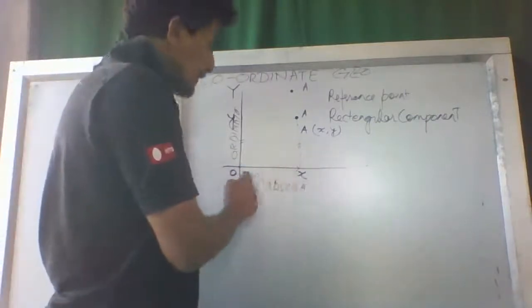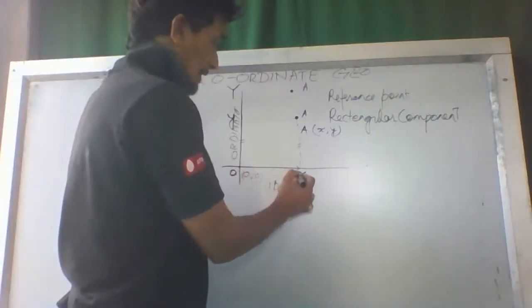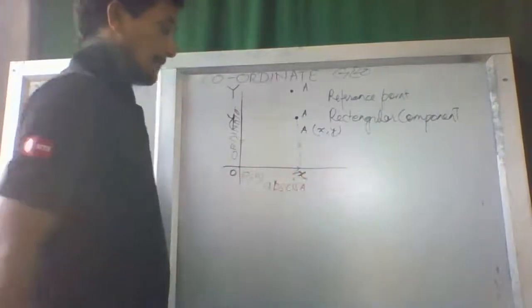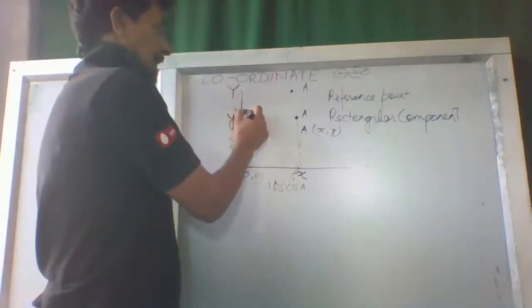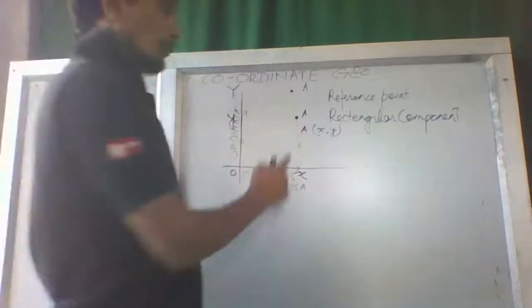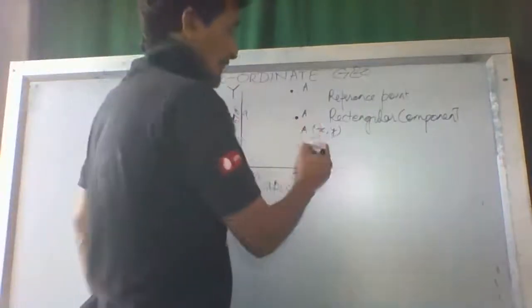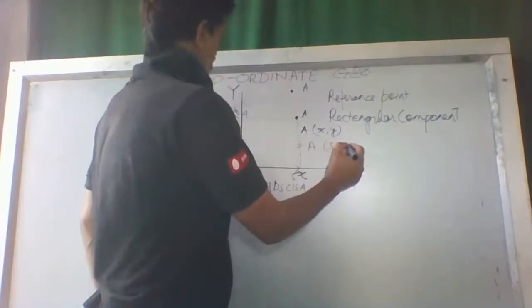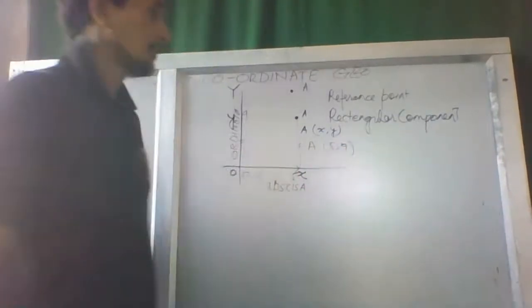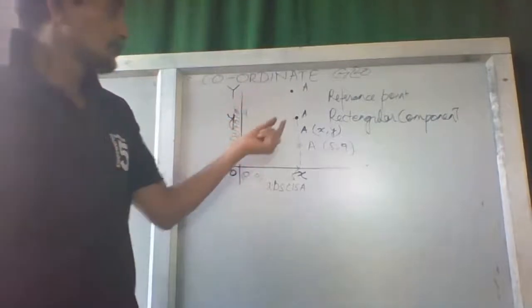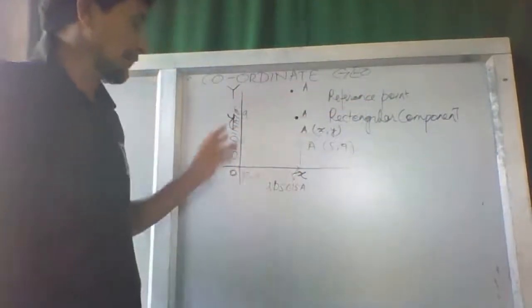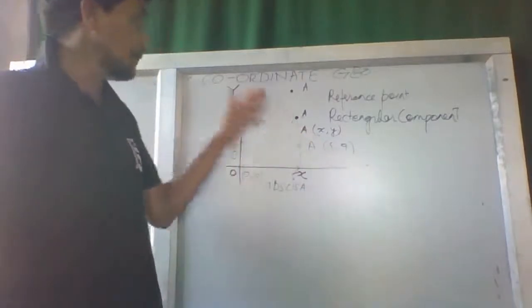It means if some magnitudes are here, suppose this distance is 5 centimeter and this distance is 9 centimeter, then the coordinates of this point A are 5, 9.